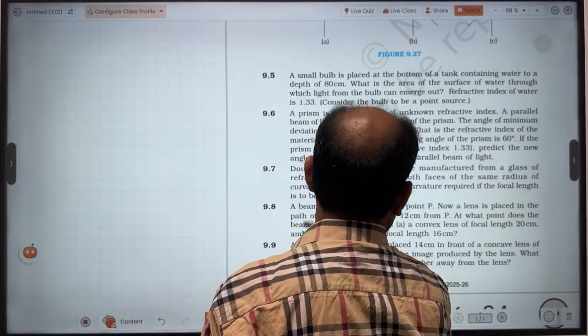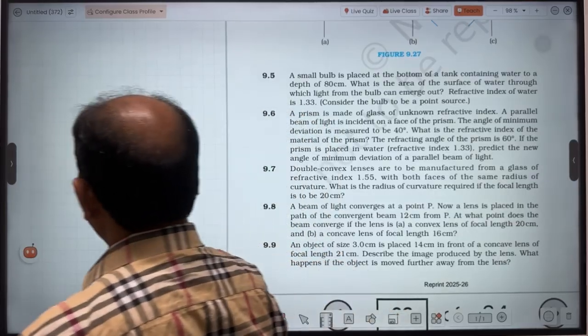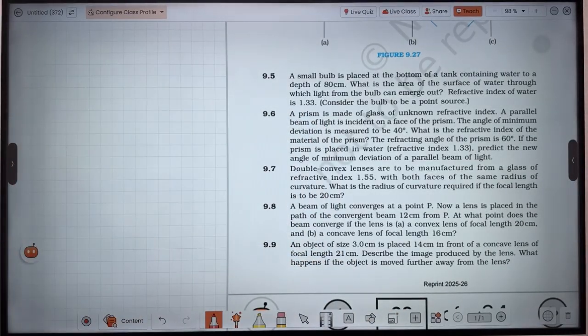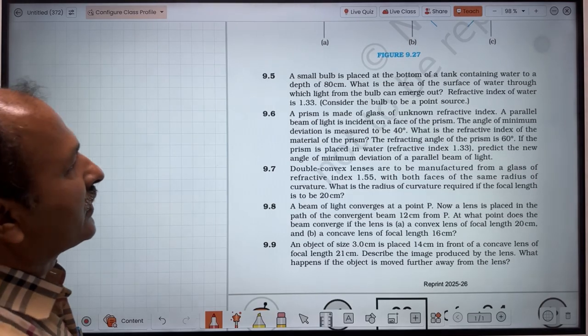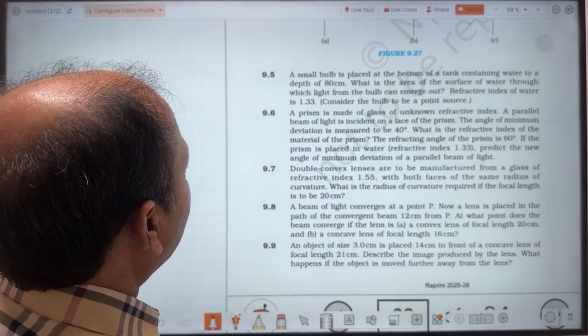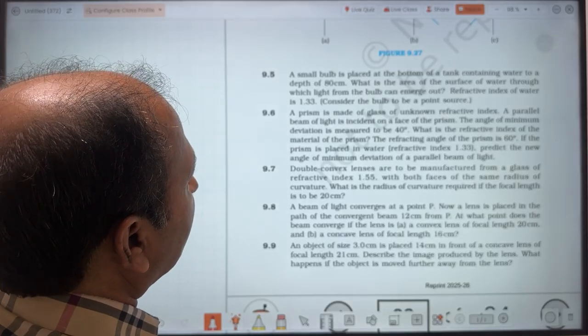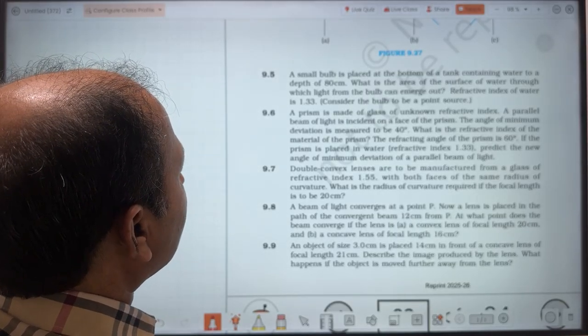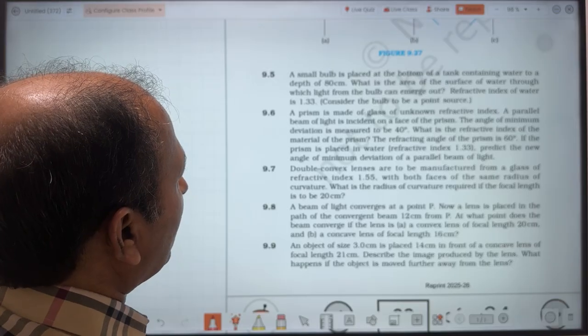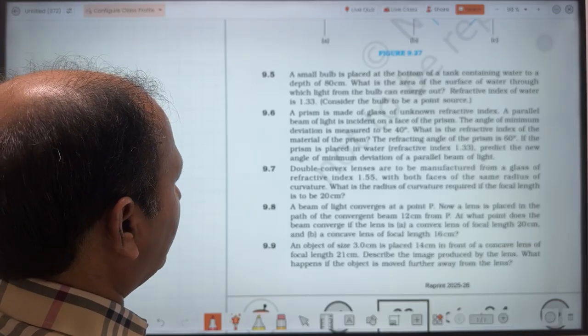What does the next question say? So here the next question is: a prism is made of glass of unknown refractive index. A parallel beam of light is incident on a face of the prism. The angle of minimum deviation is measured to be 40 degree. What is the refractive index of the material of the prism?